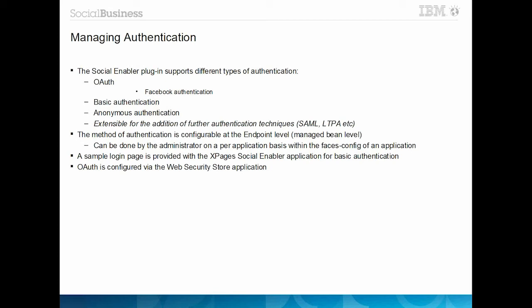And then within the XPages Social Enabler demo application, we have provided a sample login page that is written in XPages that just shows you how you would configure basic authentication if the service you're trying to connect to only supported basic authentication. And then, as I already stated, all of your OAuth information, so if you're familiar with OAuth, you are provided with several different URLs and a key and a secret. All of this information is stored within your web security store application.